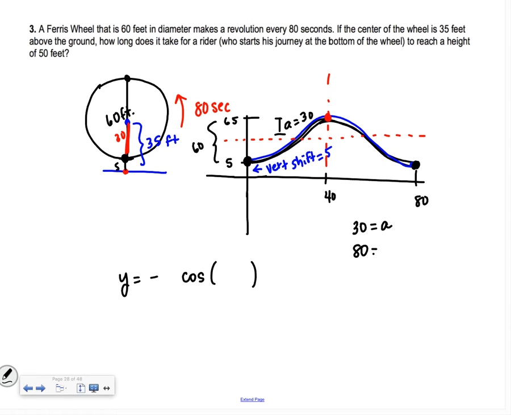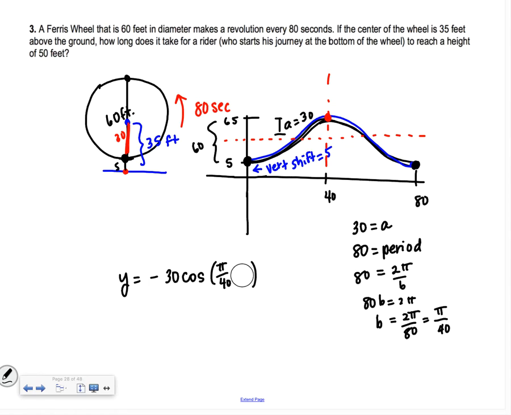So I'm going to have 80 is equal to my period, and the period is always that 2 pi over b. So I'm going to have 80b equals 2 pi. In other words, 2 pi over 80 is equal to b, and we reduce that, we end up getting pi over 40. So that's going to be my b part. So I'm going to have my 30 here, and I'm going to have pi over 40x. Oops, I wrote 400x.